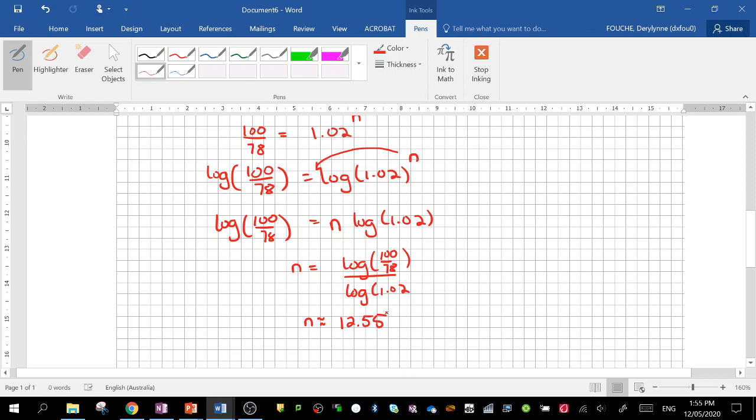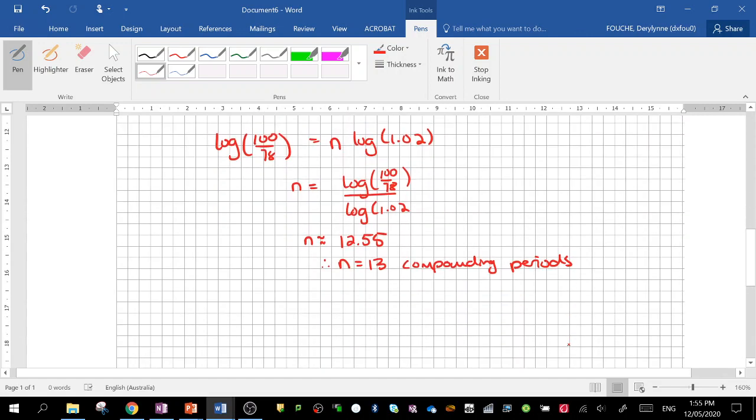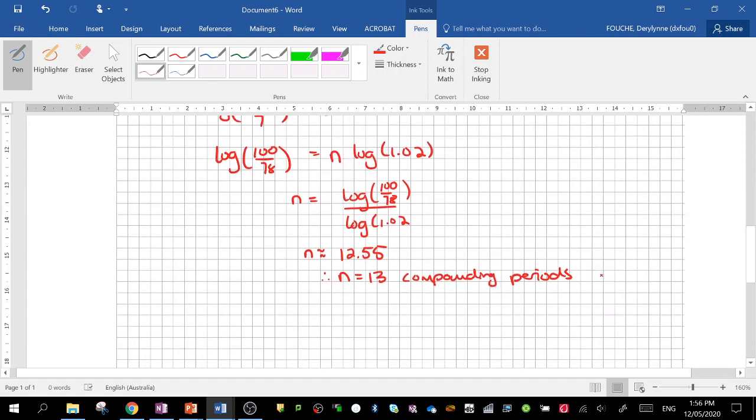Now there's some interpretation that happens here, because you can't have 12.55 compounding periods. The bank is very specific. They're saying that every quarter they will compound. So it is a whole number, and you're going to round it up to 13, because if you rounded it down to 12, you would not have got to your $10,000 yet. So you're going to say, therefore, n equals 13 compounding periods.